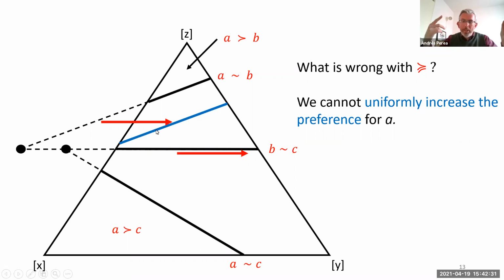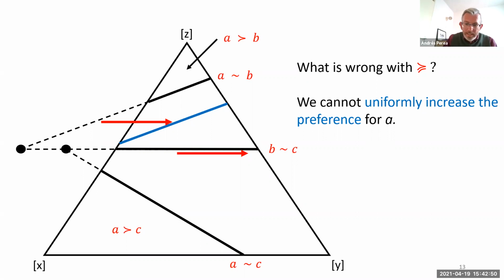Right? So, okay, let me explain. If you increase the preference intensity between A and B by an amount, let's say alpha, and the preference intensity between B and C remains the same, then this means that the preference intensity between A and C should also have changed by the same amount alpha, right?